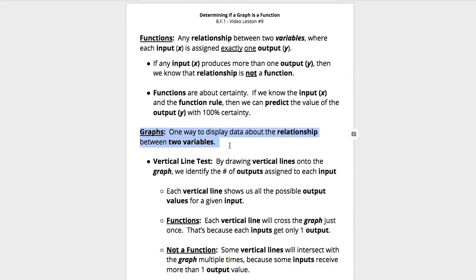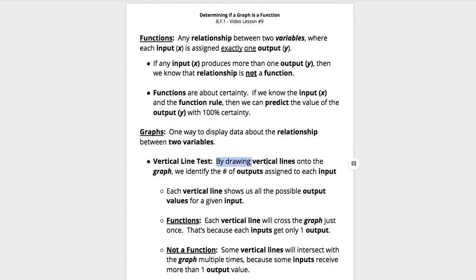Graphs are one way we have to display the data about relationships between two variables, and they may be the most challenging way to tell if something's a function or not. We can get help with graphs by using the vertical line test. It's a nice test to help us see if all of the inputs are assigned exactly one output.